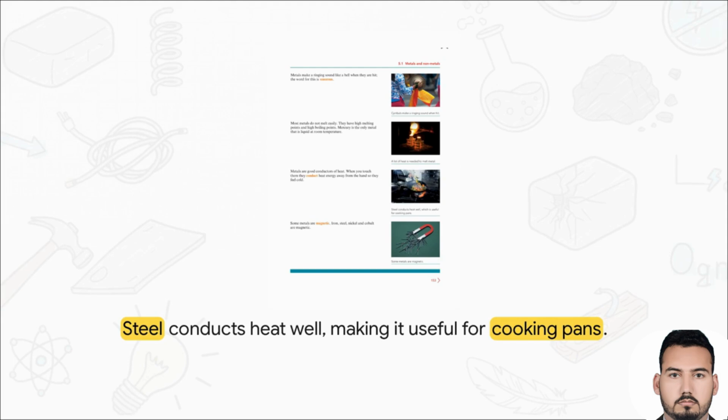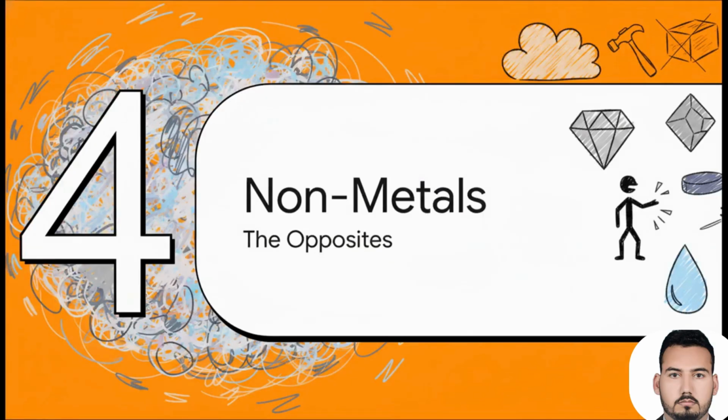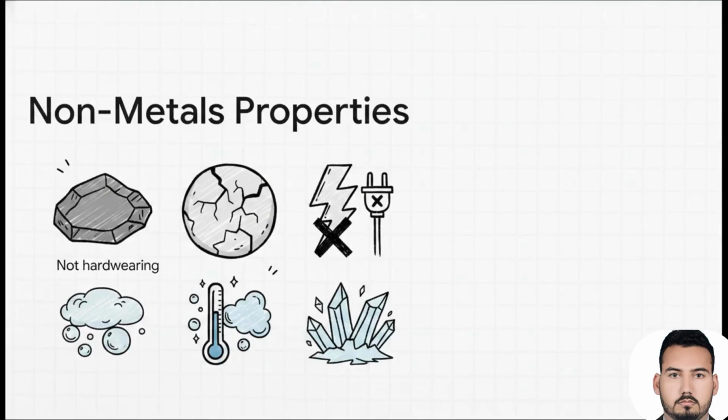It takes the heat from the stove and conducts it super efficiently and evenly right into your food. Switching gears now to Part 4, non-metals, the complete opposites. If metals are the heavyweights, non-metals are kind of the underdogs. But honestly, they are just as vital.